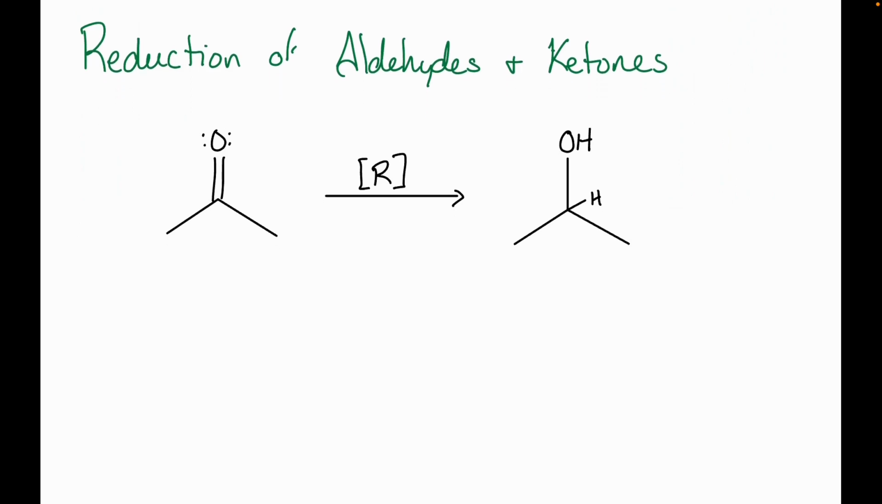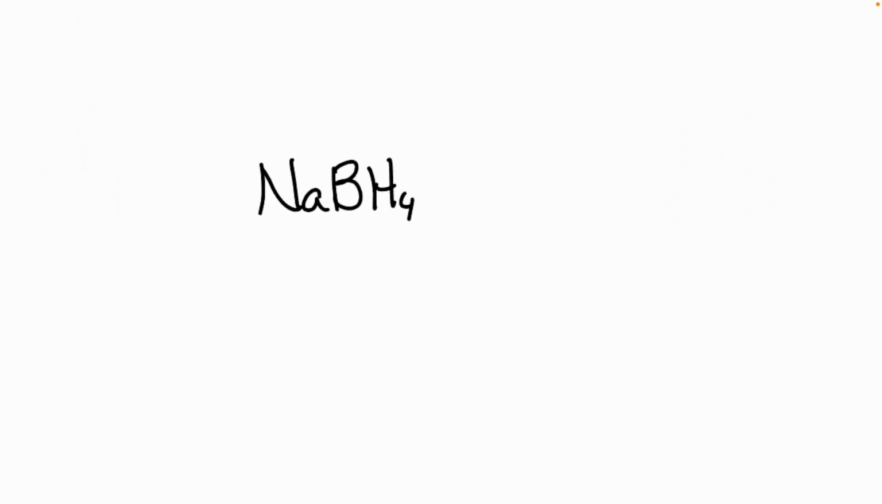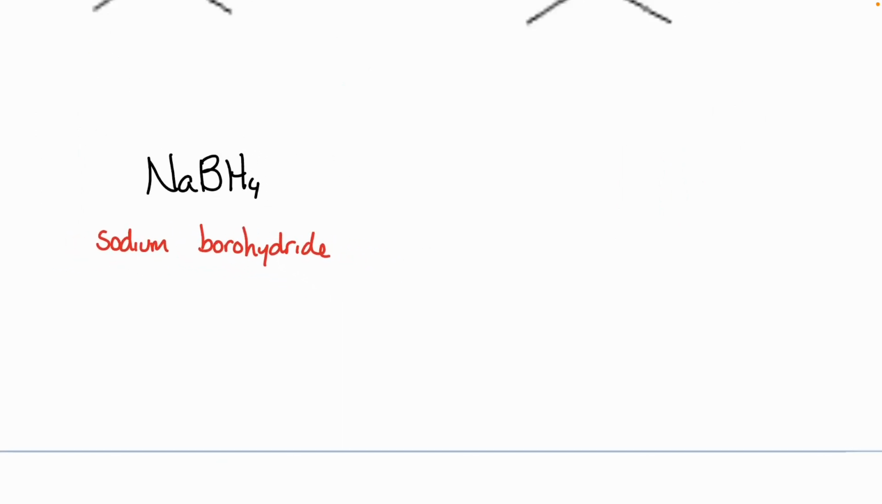All right, so we're going to look at two sets of reagents that will accomplish this. At this point in the course, they're going to be identical. We'll learn that one's stronger than the other in a future chapter. For right now, we just need to be able to recognize both of them, okay? So this is NaBH4, what's called sodium borohydride. And the other one, LiAlH4, lithium aluminum hydride.